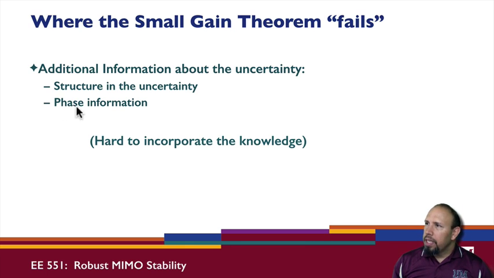Or another example would be, for example, that we know something about phase information. So, for example, suppose we know that we have a time delay in our system. We can incorporate that into our phase information. So the bottom line is that the small gain theorem fails if we have extra information about the uncertainty. So in other words, the system is really not as uncertain as we thought. And so we can actually do better if we know and can incorporate the additional knowledge about the uncertainty.